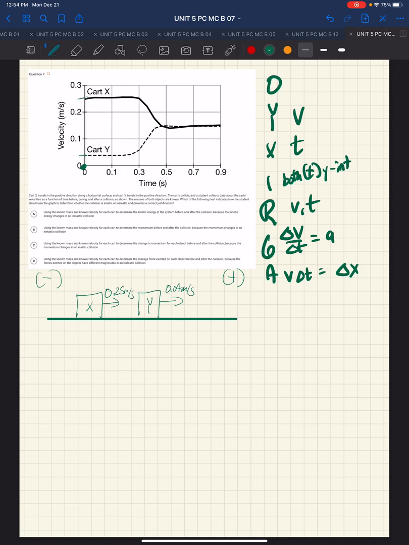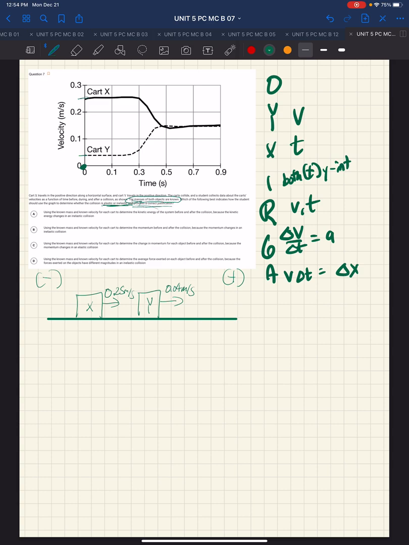The carts collide, which would make sense, since x is going more quickly. The graph shows the carts' velocities as a function of time. The masses of both objects are known. Which of the following describes how the student should use the graph to determine whether the collision is elastic or inelastic and provide a correct justification?